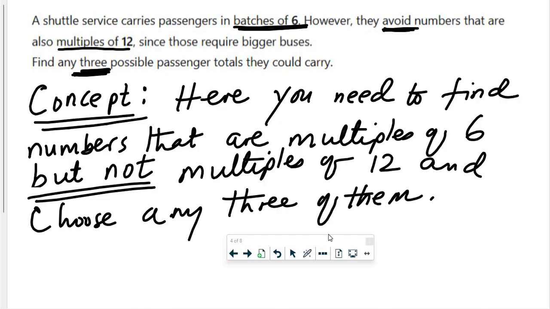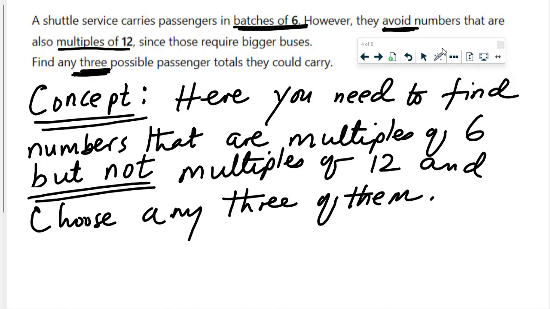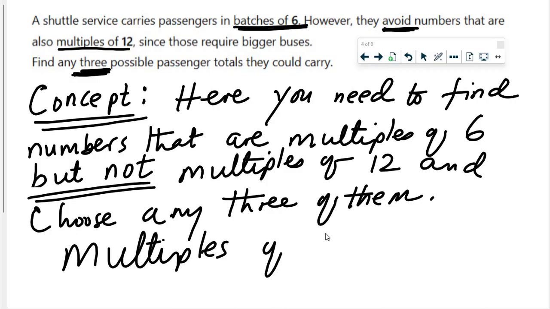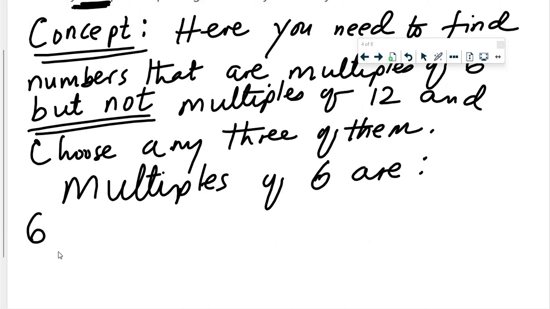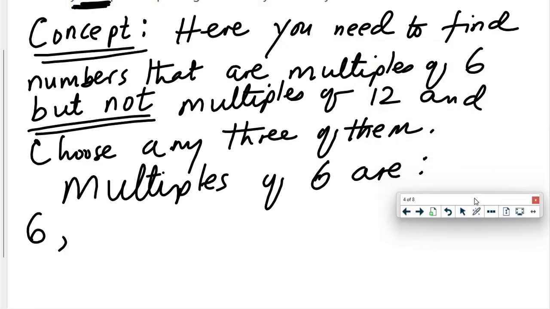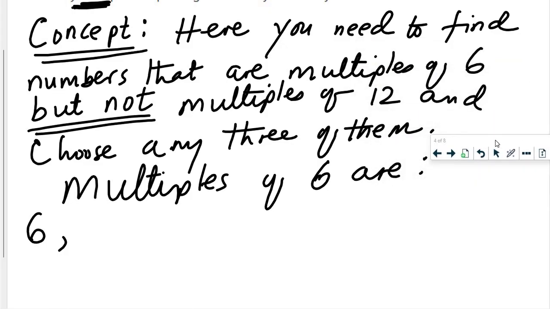That is the concept. Now, what are multiples of 6? Again, multiples of 6 are: you start with the number 6, and then you keep adding 6, 6, 6, 6, 6, 6, 6 to infinity.